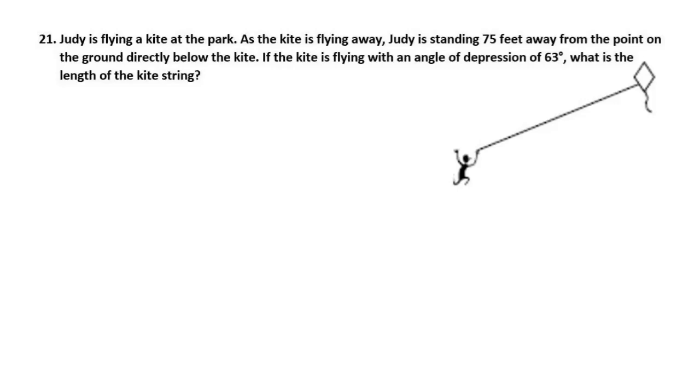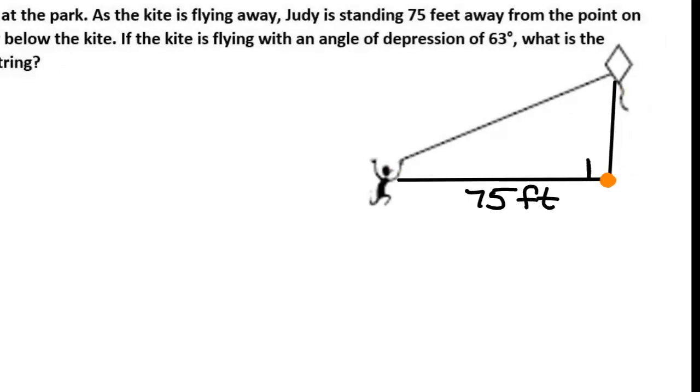Judy is flying a kite at the park. As the kite is flying away, Judy is standing 75 feet away from the point on the ground directly below the kite. So I'm going to kind of draw this over here like this. So directly below the kite would be this point right here. So this is 75 feet, forming a right angle here.